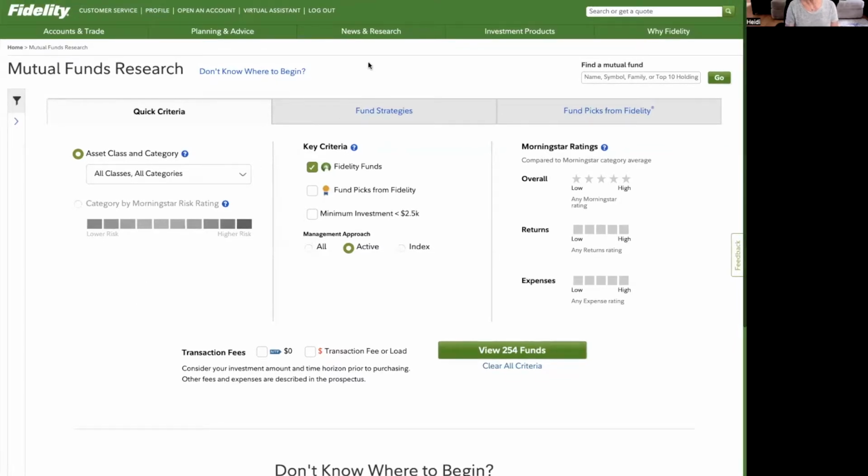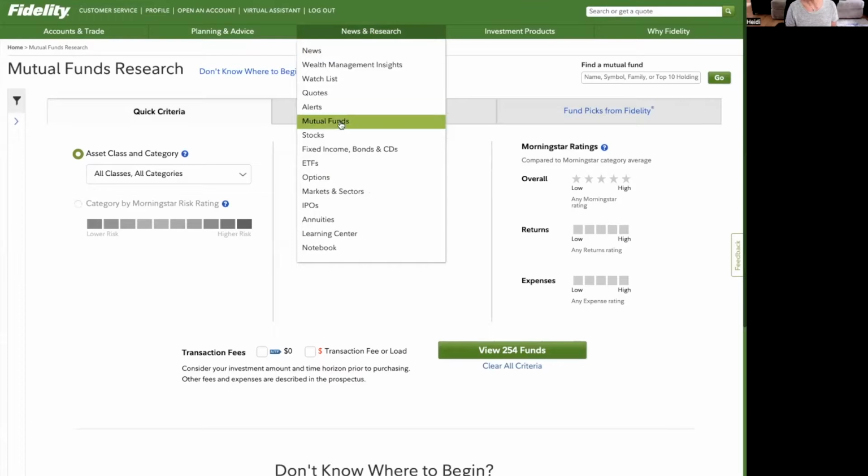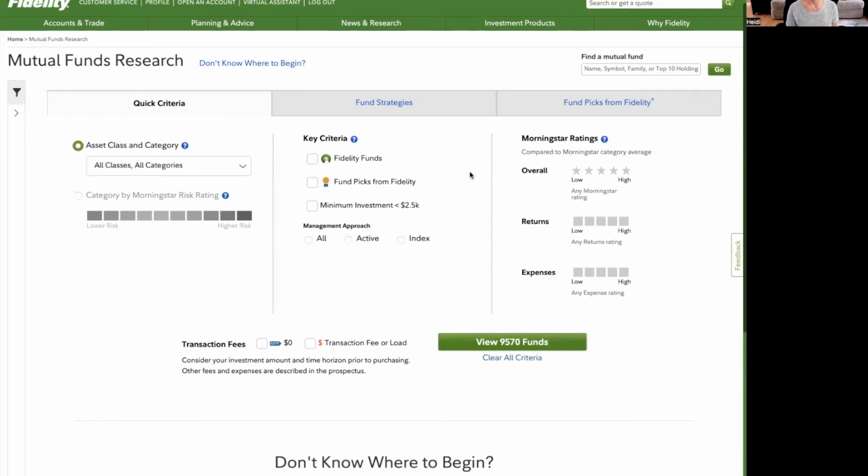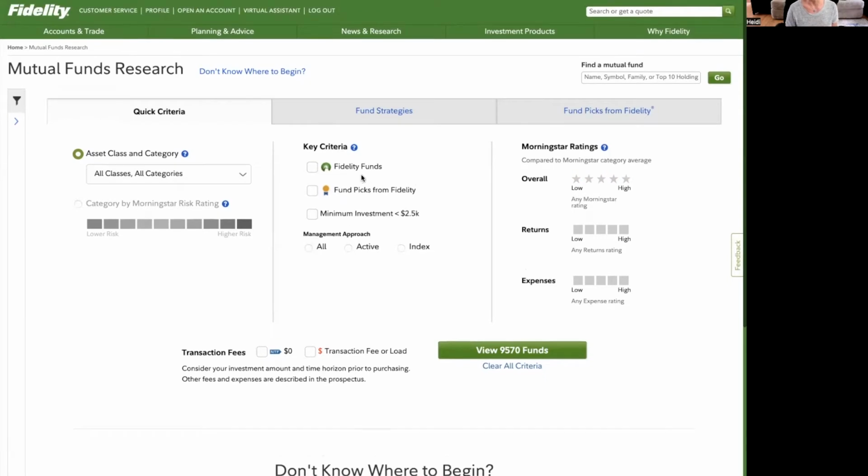So this is Fidelity, and you go up here under News and Research, and then you pick Mutual Funds, and you can see you have some choices. So we can pick Fidelity funds, we can decide if it's active or an index fund. We can just say the Morningstar rating, and Morningstar is a company that rates different mutual funds as far as how well they're doing in their expense ratios and how well they're doing at picking their stocks.